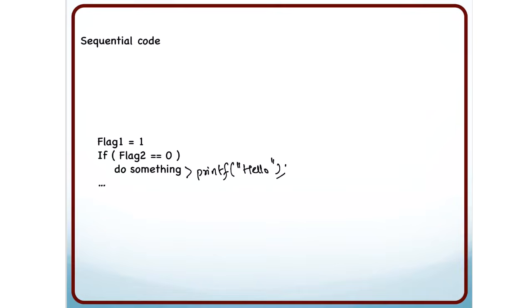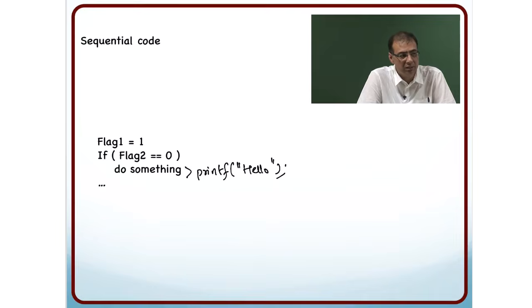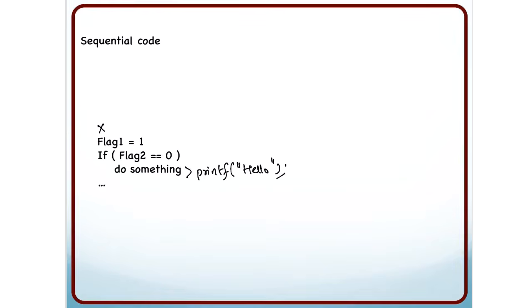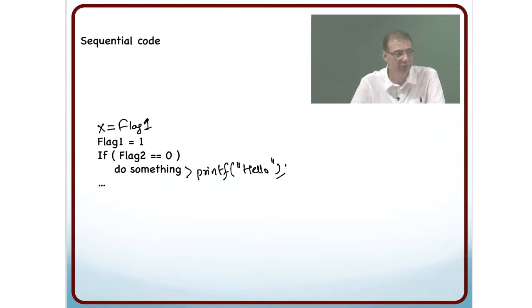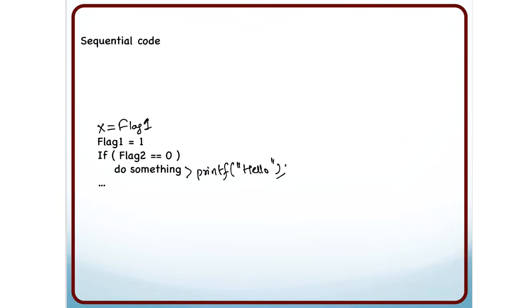Now when this code is compiled, one of the things that the compiler generally does is reorganize the code to make it more efficient. Let's say that you set x equal to flag 1 just before the instruction flag 1 equal to 1. Typically instructions are pipelined. So the compiler is going to load the value of flag 1 at some point in time and store it into x. But a load has to happen, flag 1 has to be loaded.